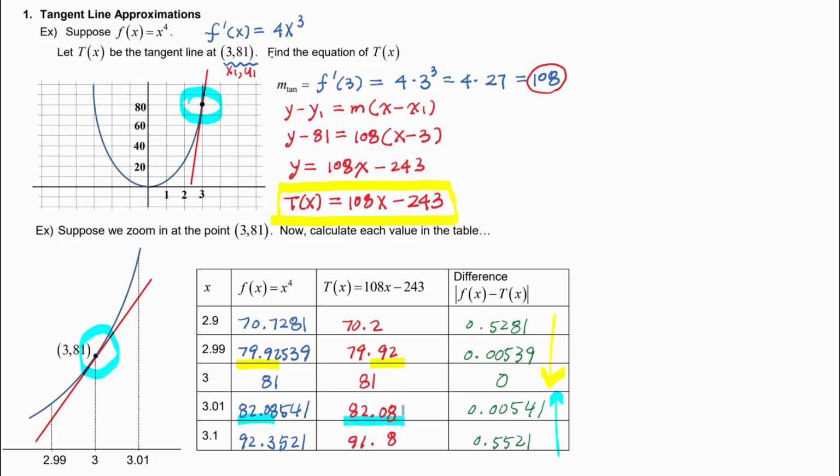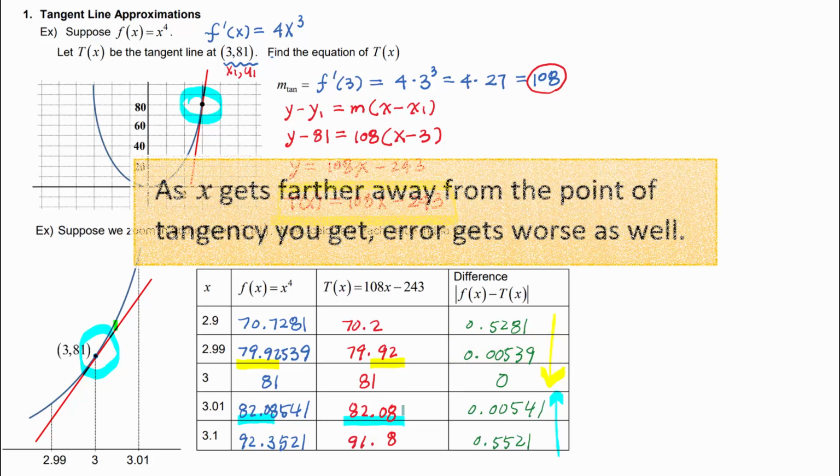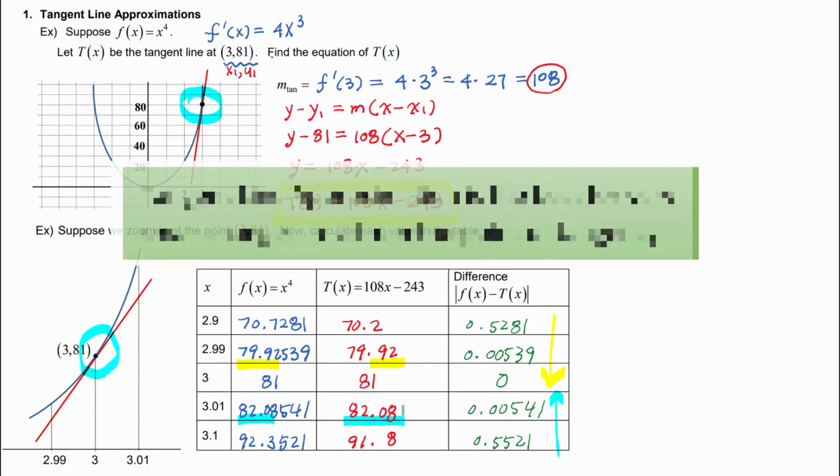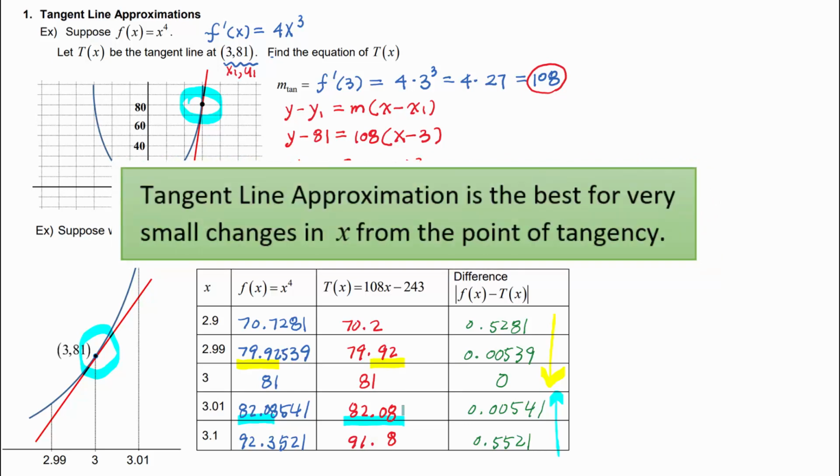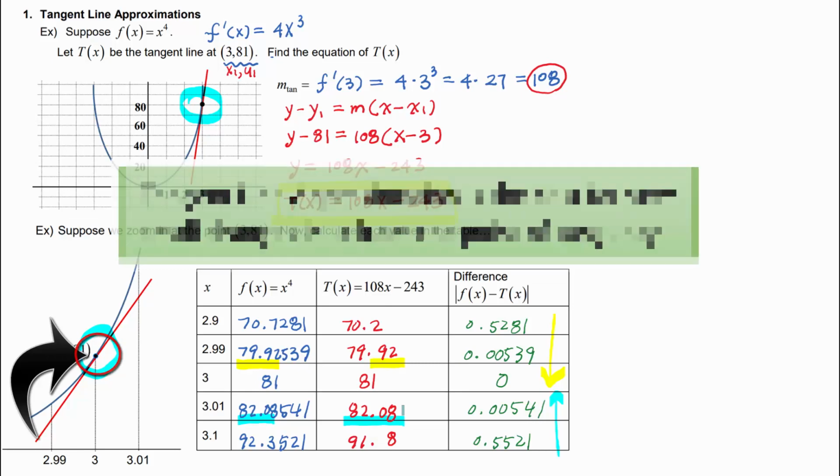So the whole point here is, as x gets farther away from the point of tangency, the error gets worse. So the tangent line approximation is used a lot of the time to approximate function values, and it is ideal if the point of evaluation is really close to the point of tangency.